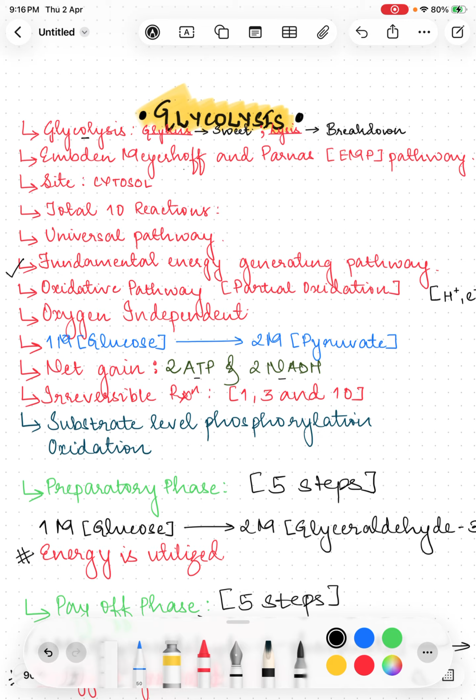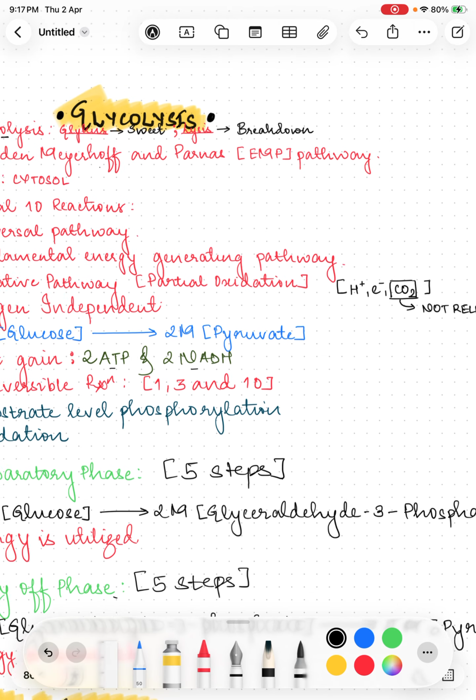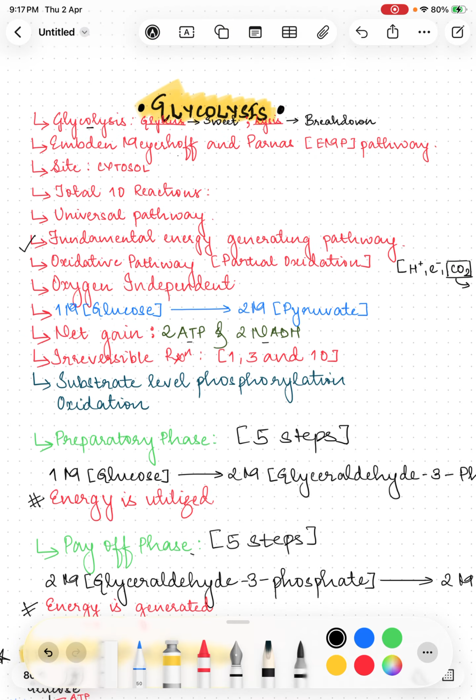It is a central universal pathway which occurs in all organisms. It is a fundamental energy generating pathway. During this pathway, partial oxidation occurs, as during complete oxidation, H plus ions, electrons and carbon dioxide are released. But during glycolysis, CO2 is not released. Thus, it is said that during glycolysis, partial oxidation occurs. It is an oxygen independent pathway. Even if oxygen is not present, it will occur.